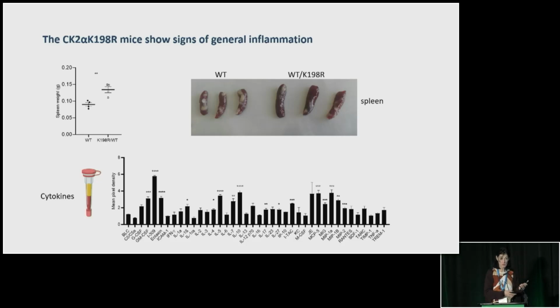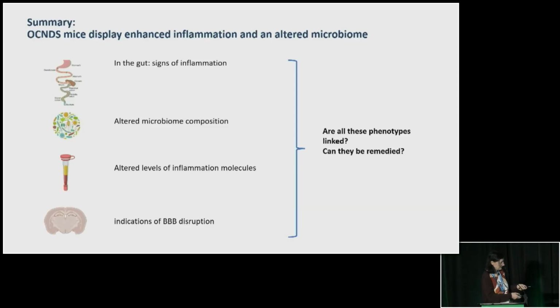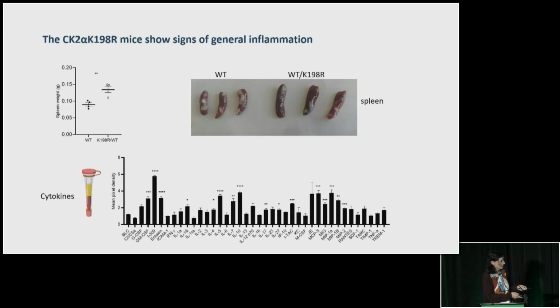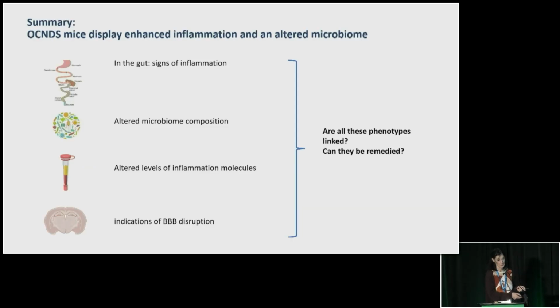And we have indications that we have inflammation that's systemic, that's in our blood. We have, for example, enlarged spleens, which is the organ in us that filters the blood, but also produces white blood cells. So we have a strong indication that there are inflammation processes going on. We see that also by just checking for inflammatory molecules in the blood. So we know OCNDS model mice have morphological and histological differences, an altered microbiome, and inflammation.